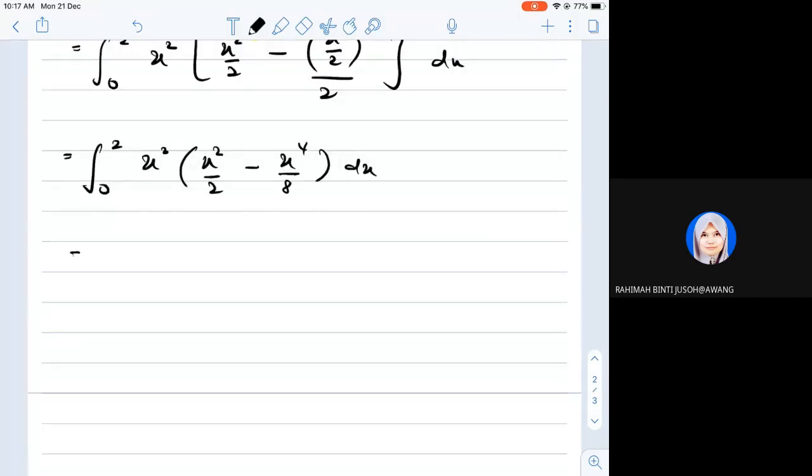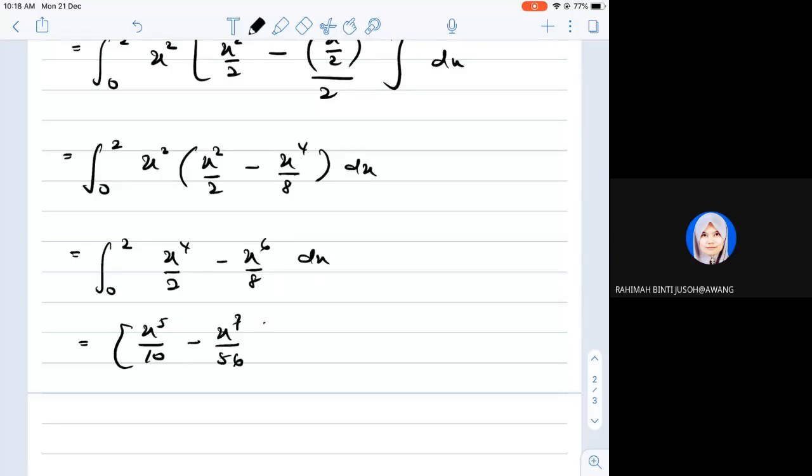Please take out your calculator, guys. So from 0 until 2, we have x to the power of 4 over 2 minus x to the power of 6 over 8 dx. And then we can integrate this. So x to the power of 5 over 10, because 5 times 2 is 10, minus x to the power of 7 over 56, from 0 until 2.